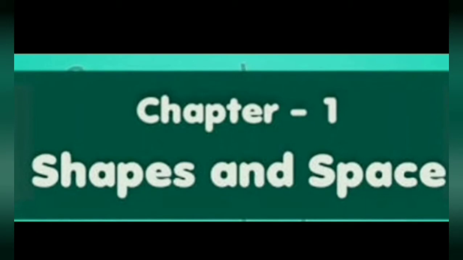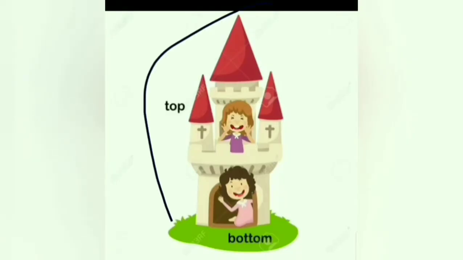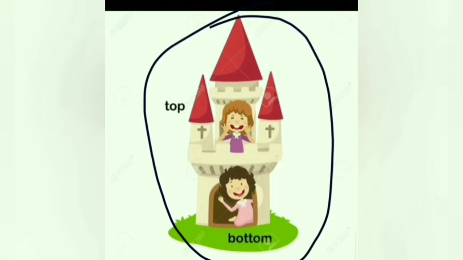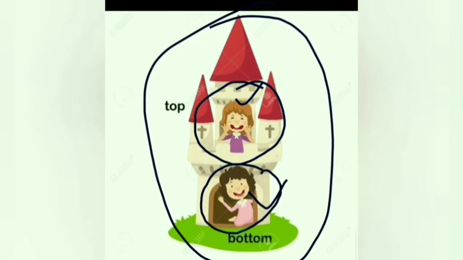Today we are going to learn another concept of class 1 chapter number 1, shapes and space. Look, this is a picture. There are two girls. This is one, this is another one. One girl is on top and the other one is at the bottom. So today we are going to discuss the topic of top and bottom. Top मतलब ऊपर and bottom मतलब नीचे, down.